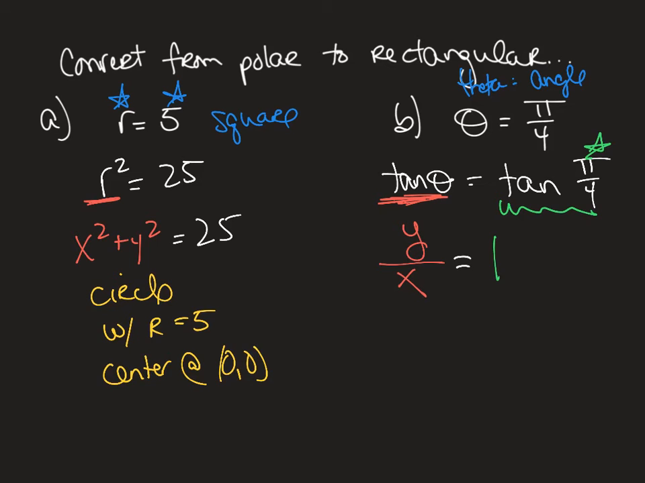Now all you have to do is multiply both sides by x, so y equals x. That is actually just a straight line going diagonally through the origin. Okay.